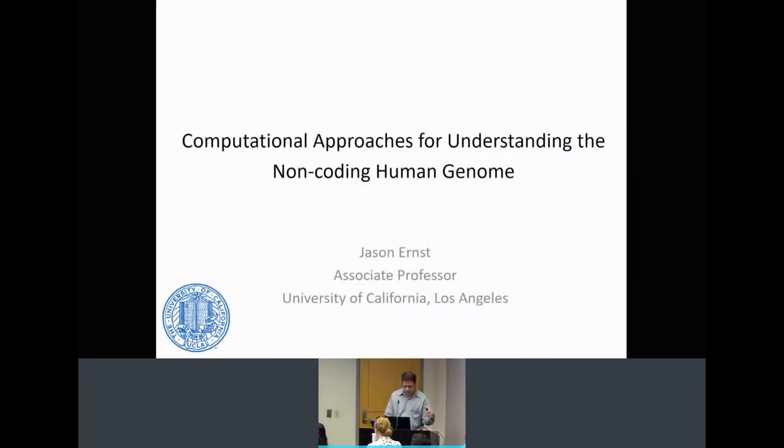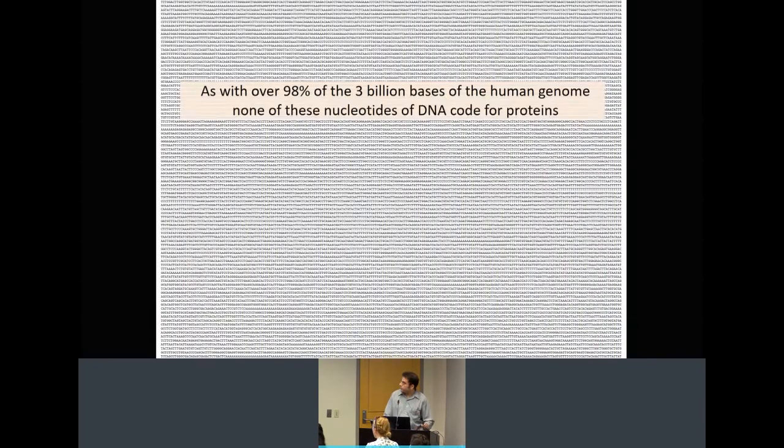Jason Ernst. I'm faculty here at UCLA, and I'm going to be speaking about computational approaches for understanding and encoding the human genome. So what you see in front of you is a small portion of the human genome, and it's with over 98% of the approximately 3 billion bases of the human genome. None of these nucleotides code for proteins.